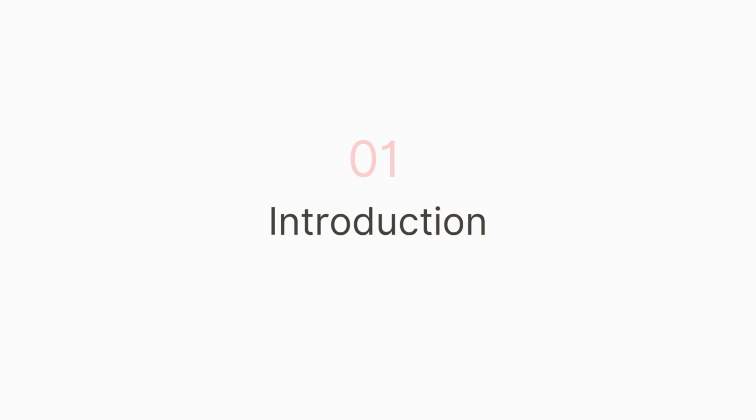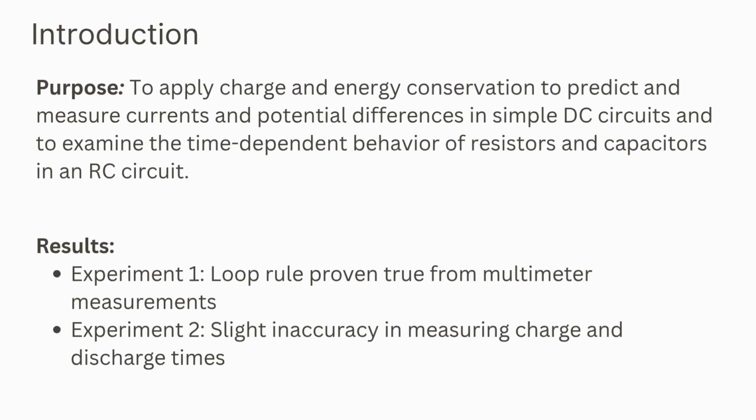So, introduction. The purpose of this lab was to apply charge and energy conservation to predict and measure currents and potential differences in simple DC circuits, and to examine the time-dependent behavior of resistors and capacitors in an RC circuit. So, the results. In experiment 1, we were able to prove the loop rule from our multimeter measurements, and for experiment 2, we had a slight inaccuracy in measuring the charge and discharge times.